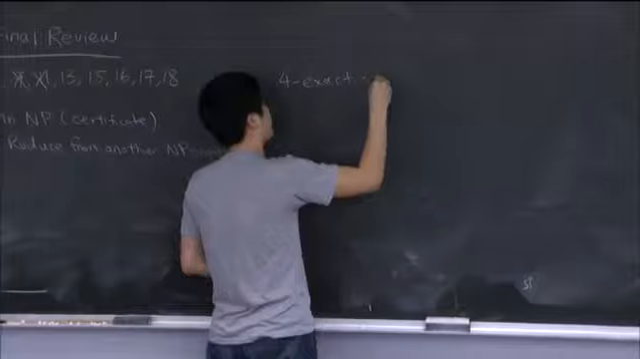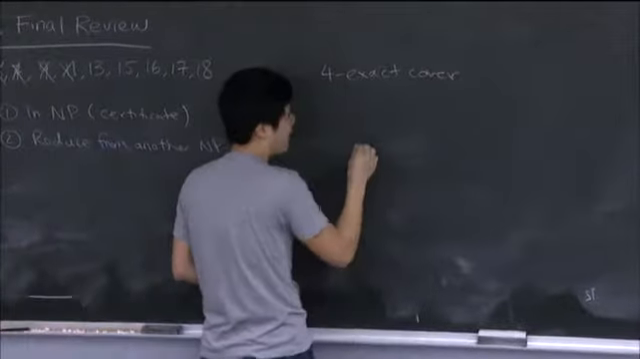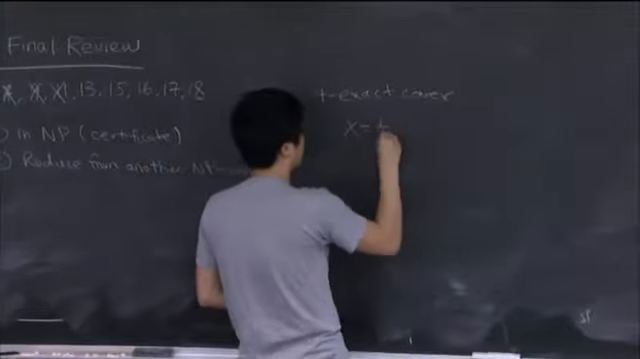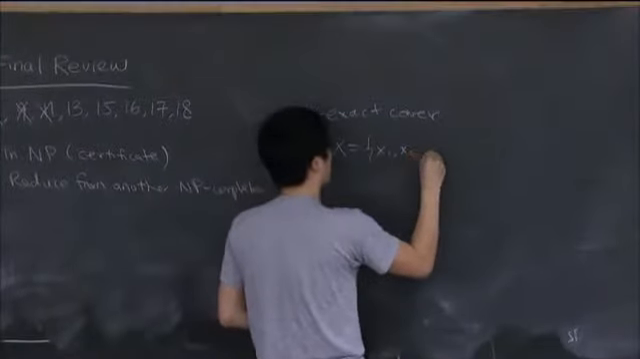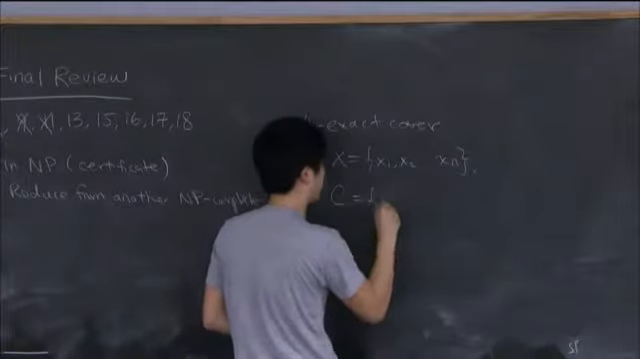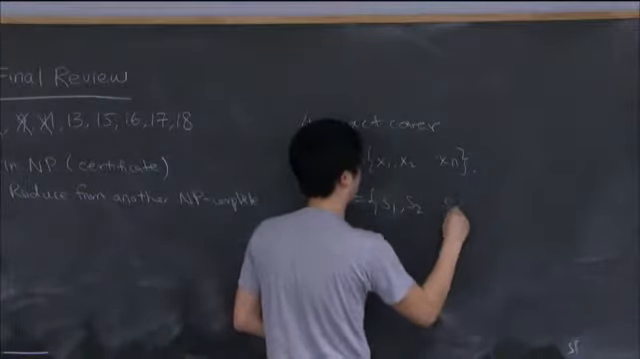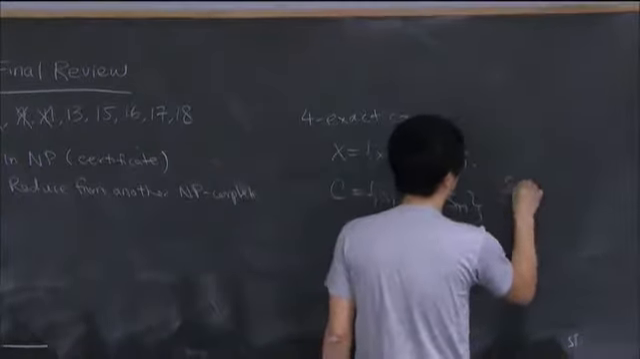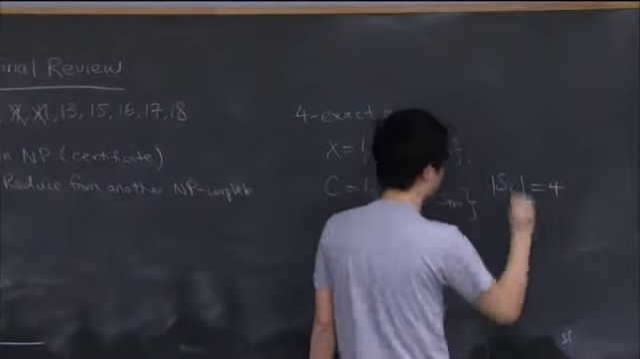So the setup for the problem is as follows. I have a bunch of elements. So I think the problem says x, right? So I'll have x1, x2, through xn. And then I have some collection of sets, s1, s2, through sm. And we have the property that each si is of size exactly 4.